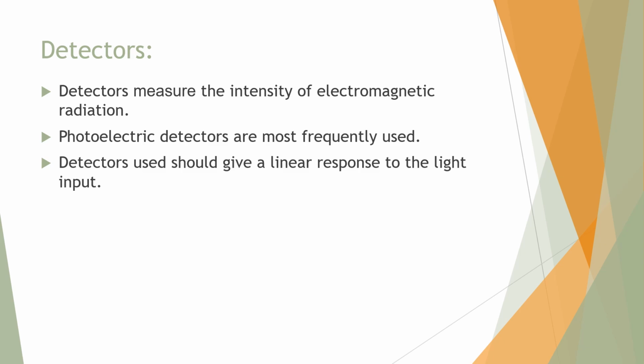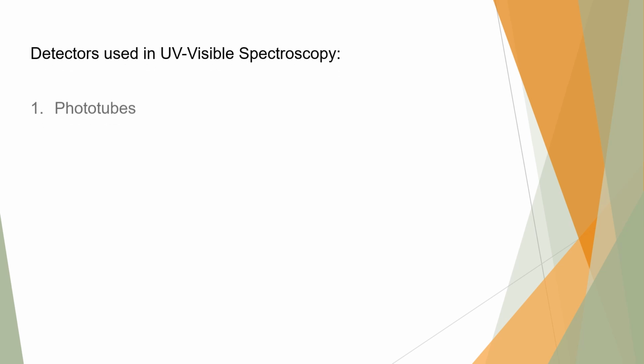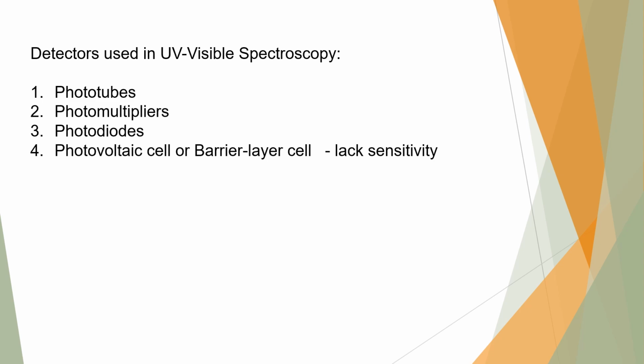The detectors used should give a linear response to the light input, and these detectors should not suffer from drift or fatigue. The detectors used in UV visible spectroscopy are phototubes, photomultipliers, photodiodes, photovoltaic cells or barrier layer cells. These photovoltaic cells or barrier layer cells lack sensitivity, so their usage is restricted to colorimeters and flame photometers.